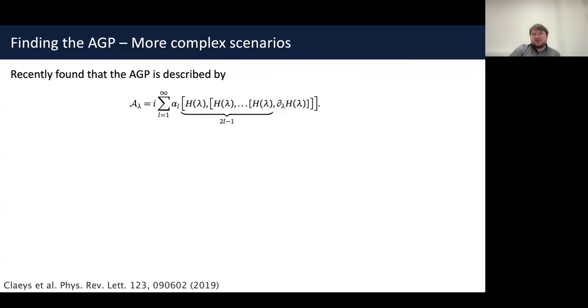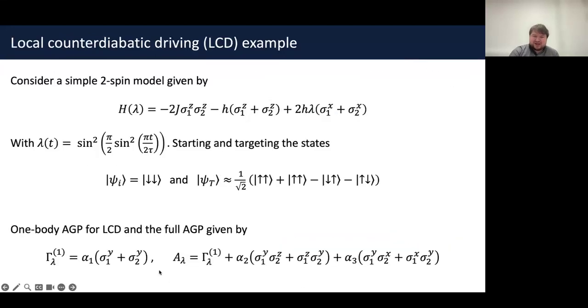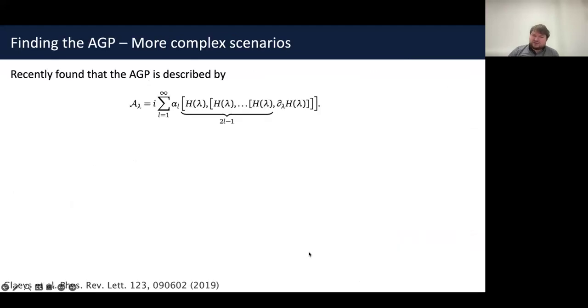Now, finding the AGP in more complex scenarios, say ones where just taking the informed guesses that I did here, and then solving some simple equations is not going to be possible. Well, it was noticed by Peter Claeys and collaborators a little while ago that the AGP is actually described by this nested commutator form. And it's quite beautiful, actually. So you can use this, and I'm not going to go into exactly how, to obtain the adiabatic gauge potential in more complex settings.